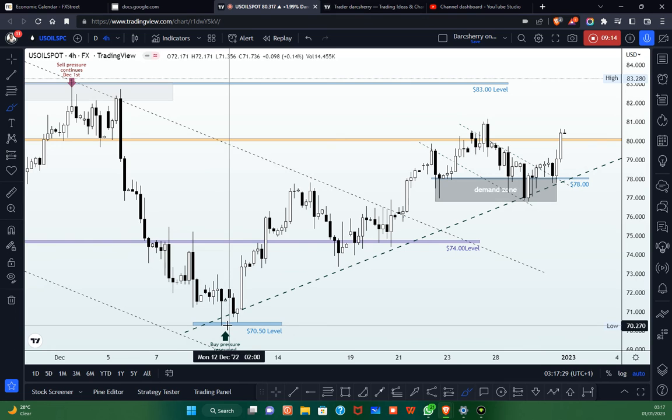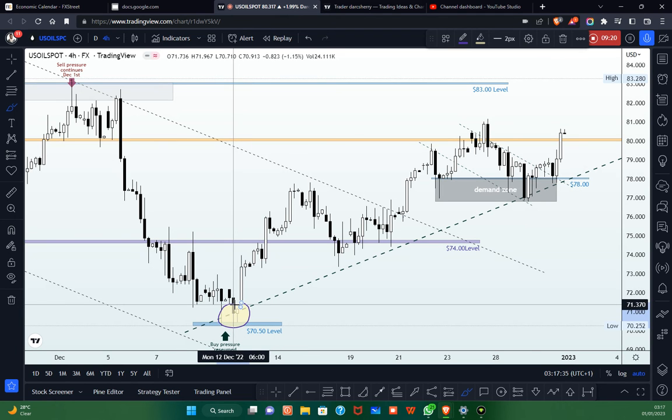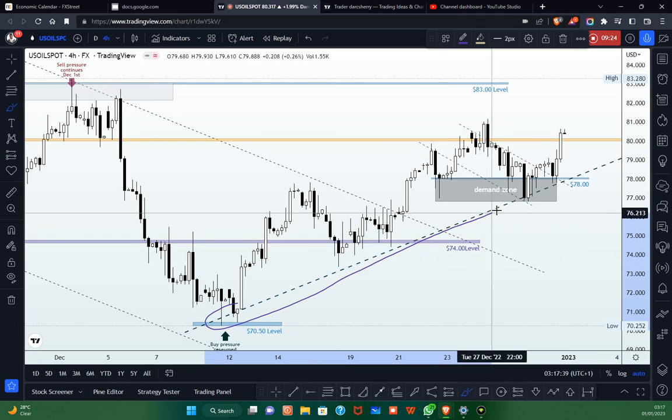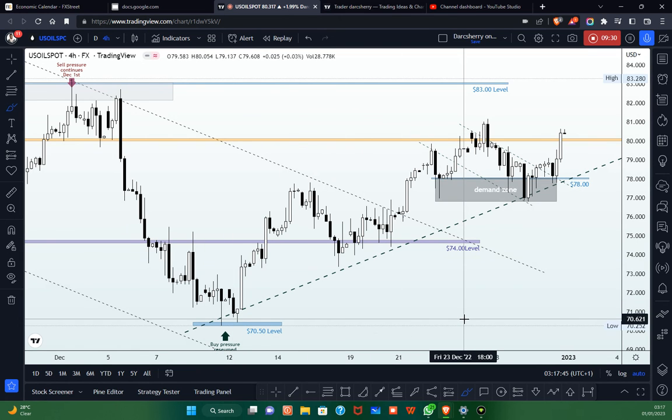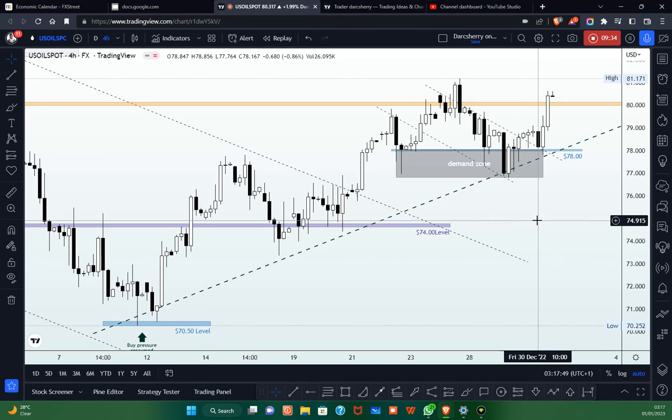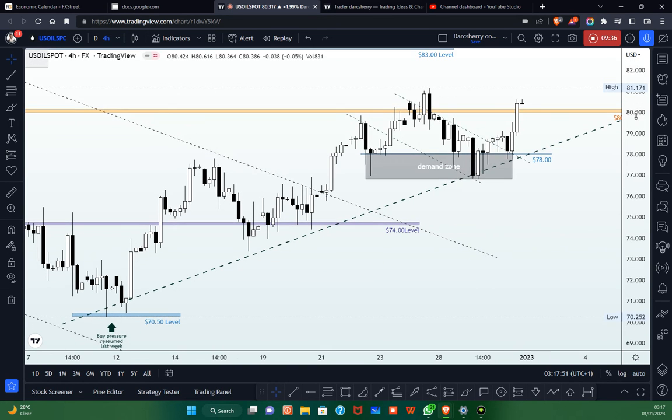And if we look at what has been happening since the second week of the month of November, we have been seeing higher lows here. And as a result of this, I was able to connect the higher lows here to give me that bullish trend line. So in the last 3 weeks here on the US oil, it's very evident that buyers have been very emphatic on moving price action to the upside.